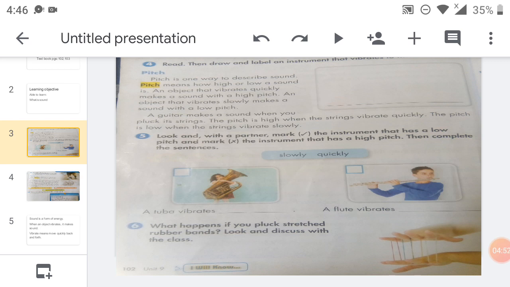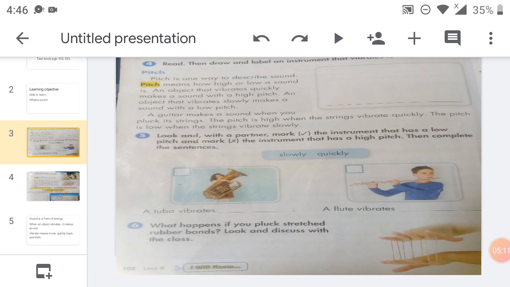So tick the first box, first picture, and look at the blank now. A tuba vibrates. What will come over here? Slowly or quickly? Slowly. Okay. Now next picture. A flute vibrates quickly. Yes. And you have to cross this box.